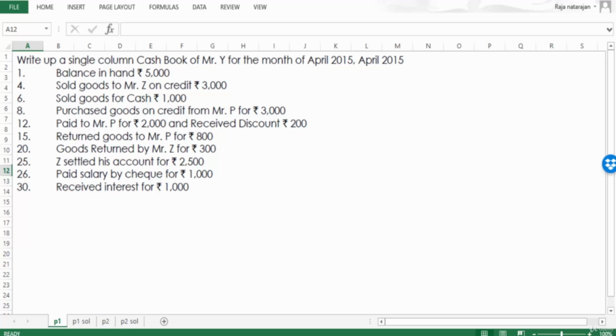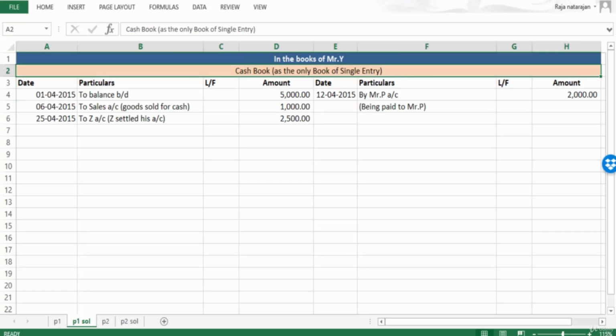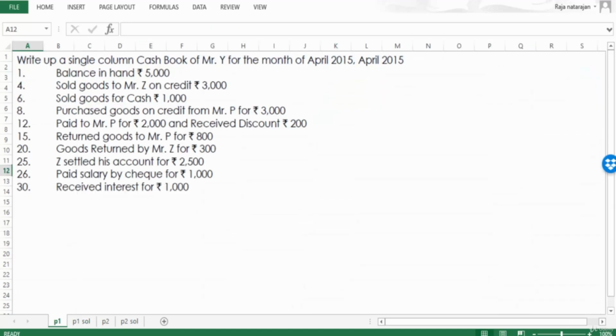In this problem, we have to appreciate one thing. We are writing up a single column cash book. It means only cash transactions are recorded here. Payment of salary by check would come under bank column, whereas we are going by single column cash book. That's why here we have mentioned cash book as the only book of single entry. So payment of salary by check will not find place here.